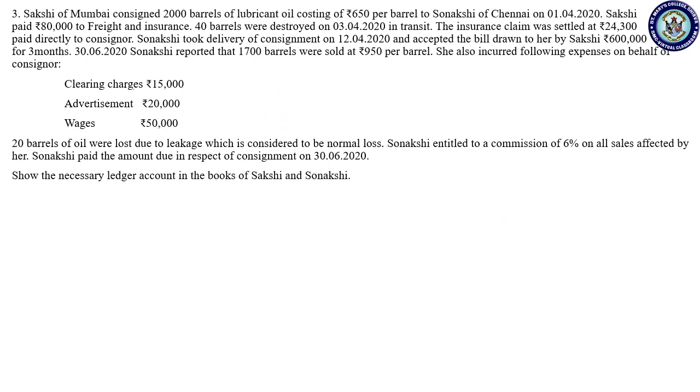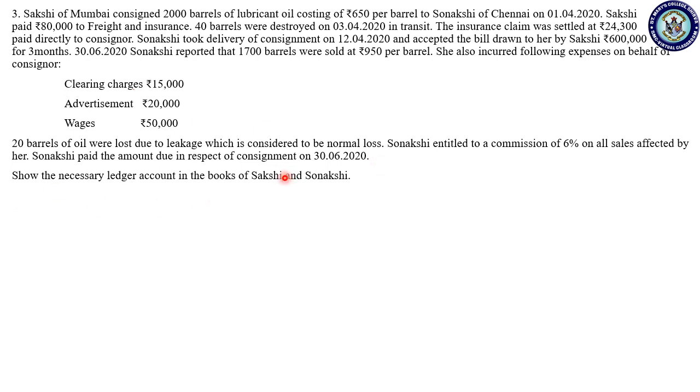Okay, next. 20 barrels of oil were lost due to leakage, which is considered a normal loss. Normal loss is only used when you calculate closing stock. So 20 barrels you have to take as a normal loss. Sonakshi is entitled to a commission of 6% on all the sales effected by her. There is no del credere commission. Sonakshi paid the amount due in respect of the consignee. So later she will pay the money.